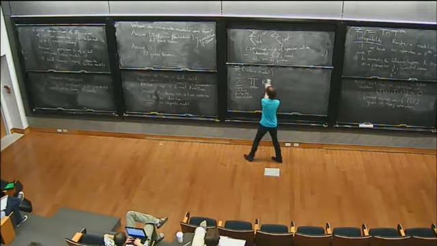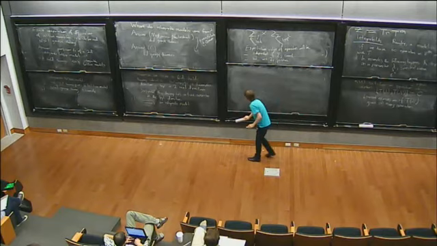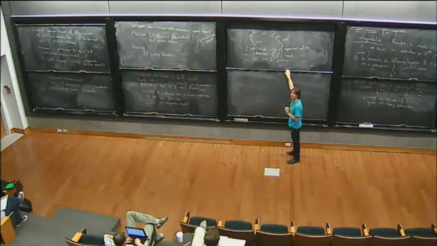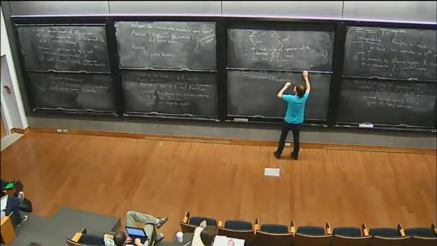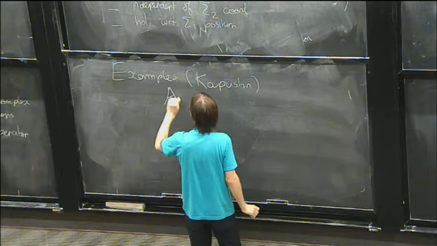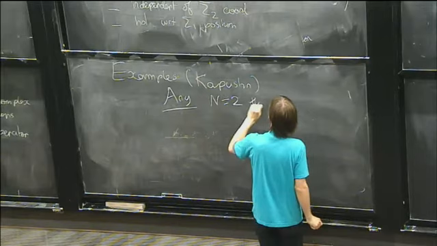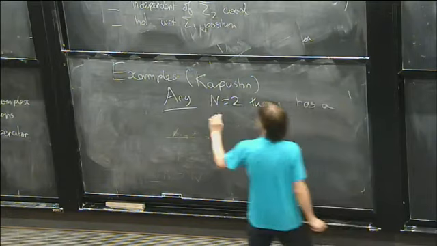Yes. So in what was possibly a perverse decision, I decided to give all the details of the examples at the end. But here's a general class of examples. The reason is that any N equals 2 theory has a twist of this form.